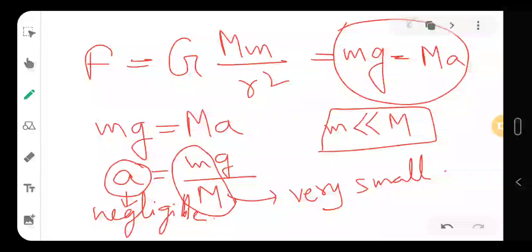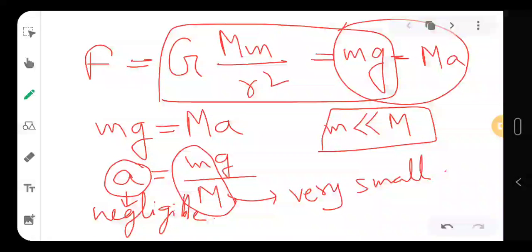Now, talking about G. Now, how G varies is the first thing we will see here. If we take only this much, what do we get? We get GMm by r square is equal to m and g.